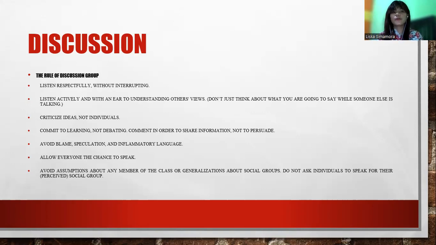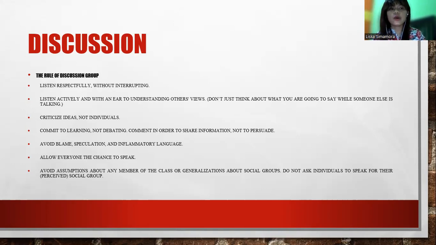Next one is commit to learning, not debating. So pay attention, put in mind that when we are in a discussion group, we want to gather much information and also many perspectives. And then we have to respect all the information and also the kind of perspective. Avoid blame, speculation, and inflammatory language. So we have to do that politely. We cannot use harsh words.